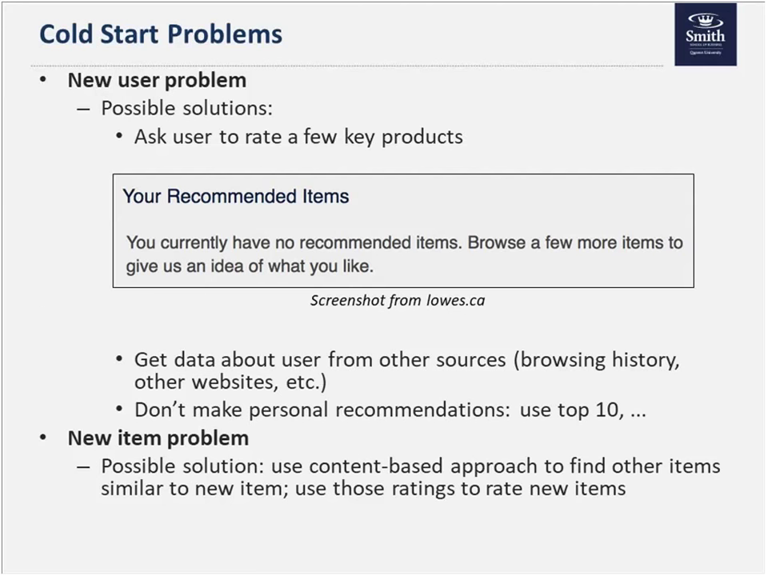And then the new item problem is when you add, for example, a new movie to Netflix. No one's watched it before, no one's rated it before, you have no data on it, so how can you recommend it? The solution here is, instead of using a collaborative filtering-based approach, to use a content-based approach. That way you know, okay, this new movie, even though I don't have any ratings for it, I know it's a horror movie. And we have a lot of other horror movies on Netflix, so we can use that as a start.